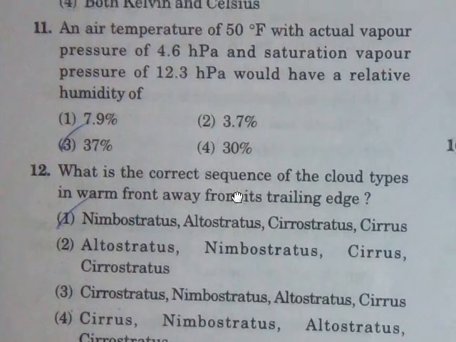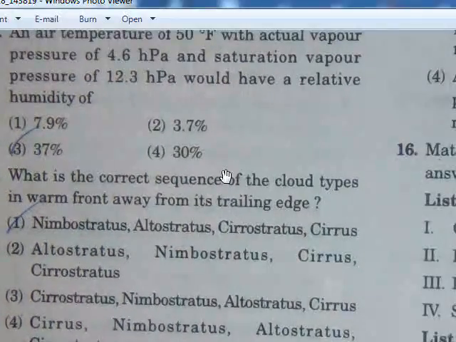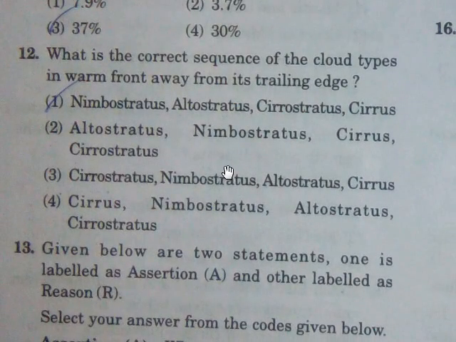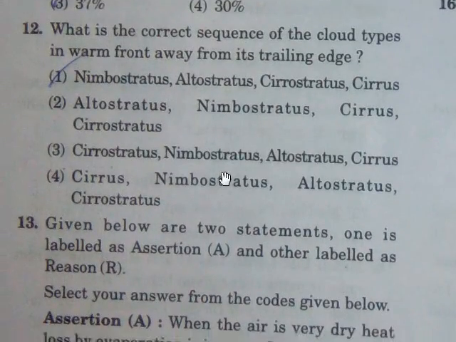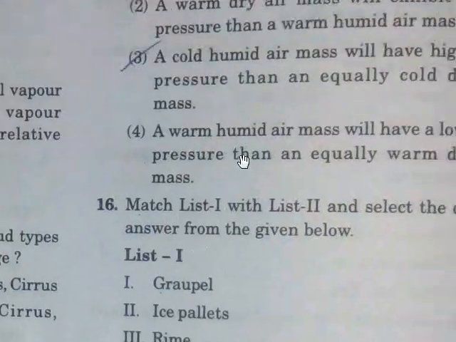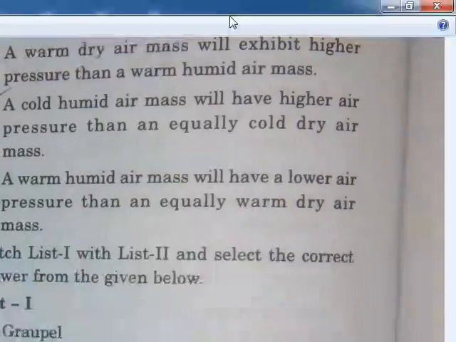Next, which one of the following is the correct sequence of the cloud types in a warm front away from the trailing edge? Warm front away from its trailing edge. So first is nimbostratus, then altostratus, then cirrostratus, and then cirrus. So correct sequence of cloud types. So next we discuss another question.